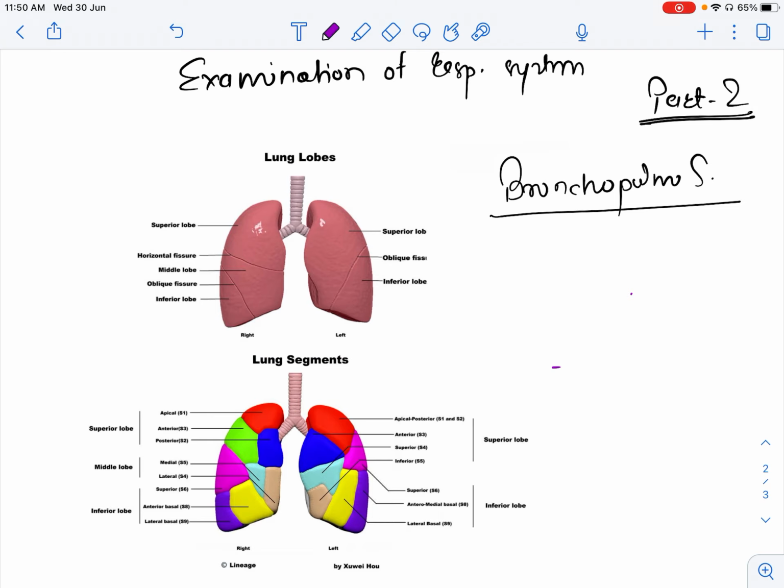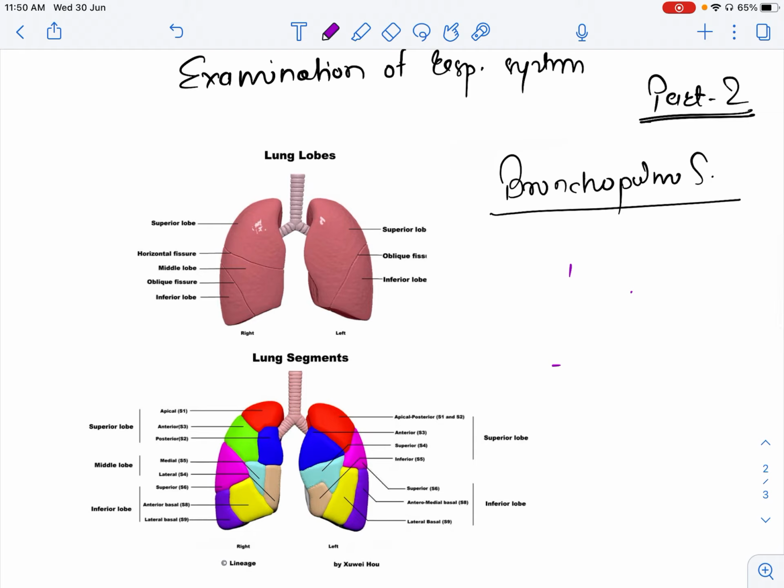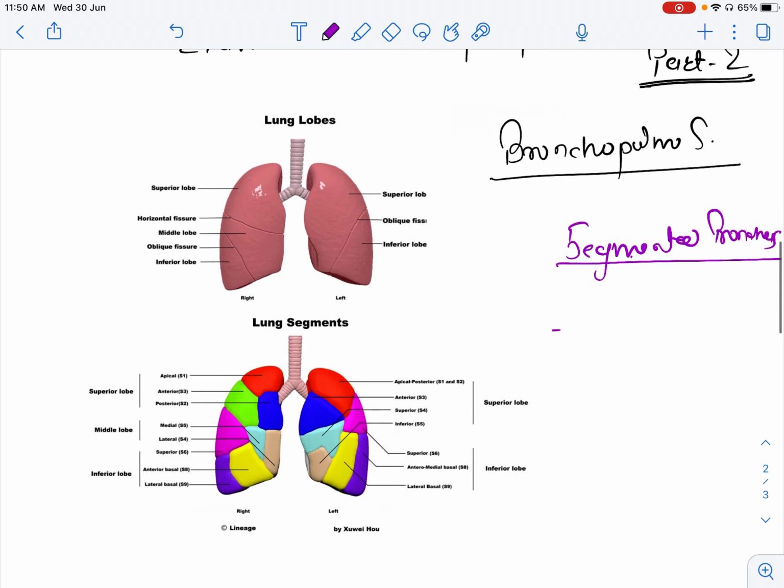So, the first topic is bronchopulmonary segment. A bronchopulmonary segment is that part of lung which is supplied by a segmental bronchus. Now what is segmental bronchus? We'll learn it in a little while. So basically bronchopulmonary segment is a part of lung that is supplied by its own segmental bronchus, has its own pulmonary vein and has its own pulmonary artery.